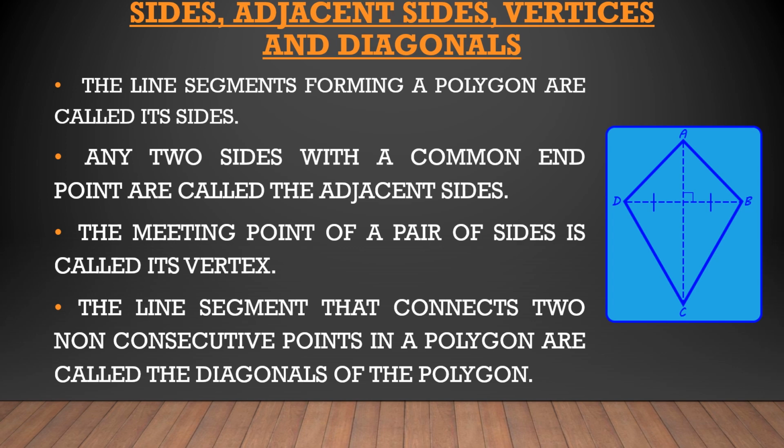After that, we shall discuss parts of a polygon. Here I have this polygon ABCD. Now what is the meaning of sides, adjacent sides, vertices and diagonals in this polygon?